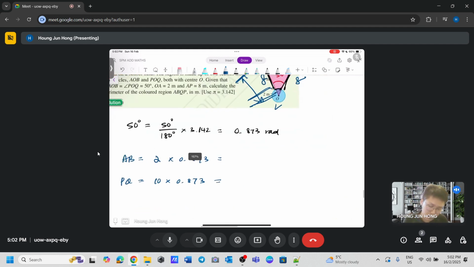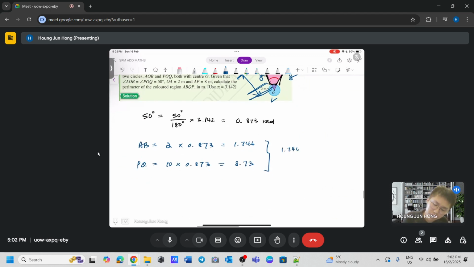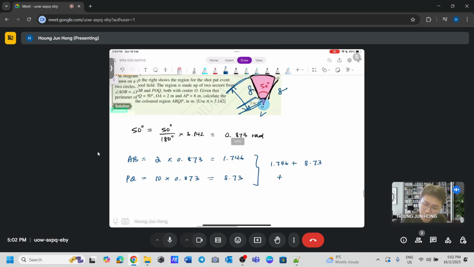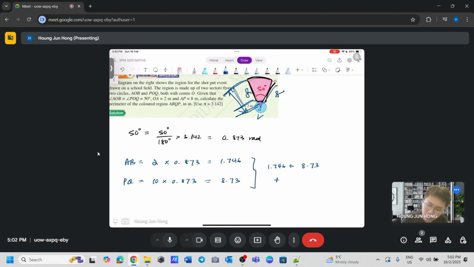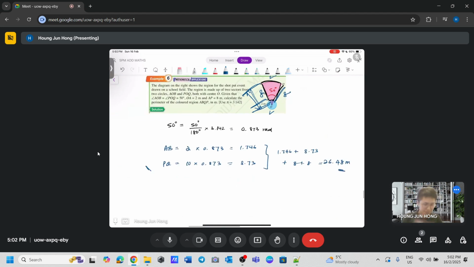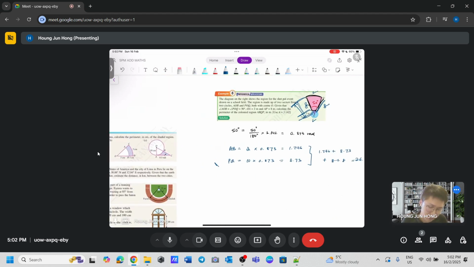If you add them all together, 1.746 plus 8.73, not forgetting your two lines over here, PA and QB, 8 and 8. Altogether, that should give you 26.48 meter, rounded to 2 decimal places. That's it. So this is just a very simple example of this type of question. Let's go through some more of them now.